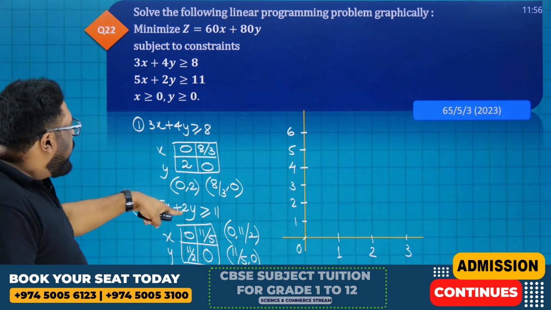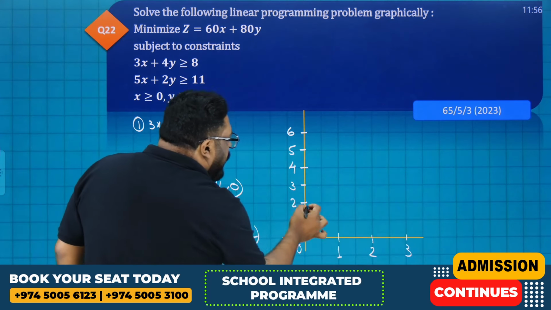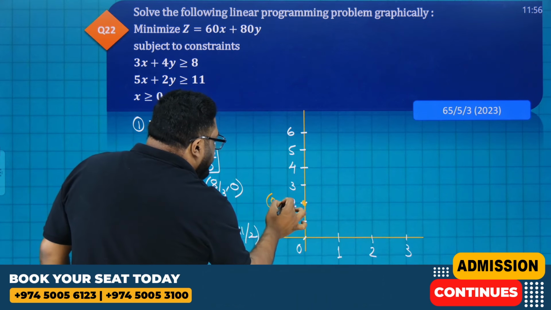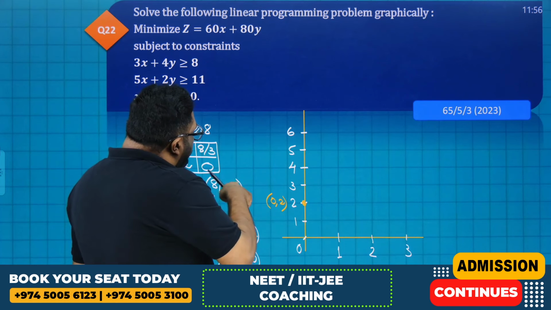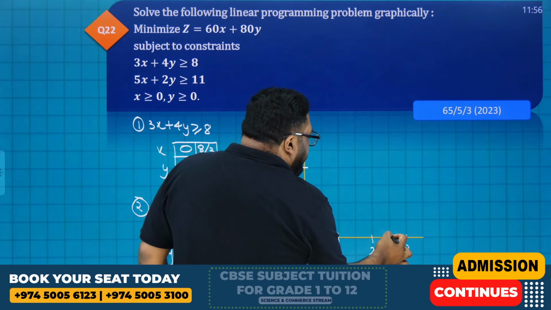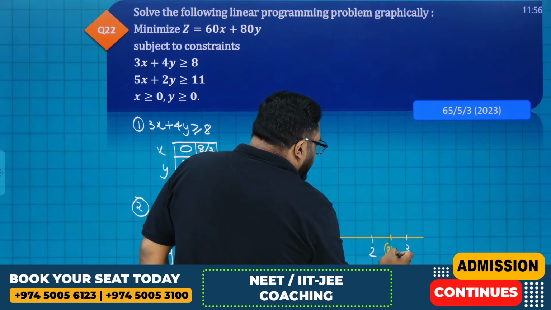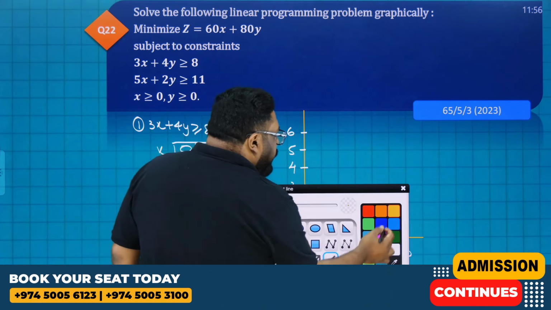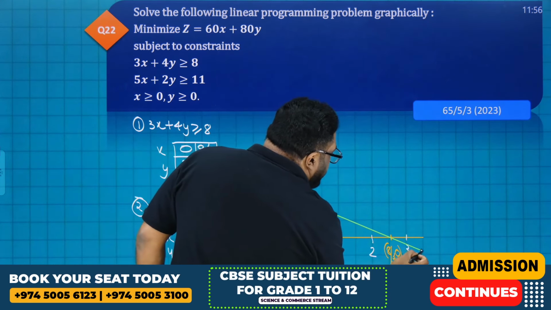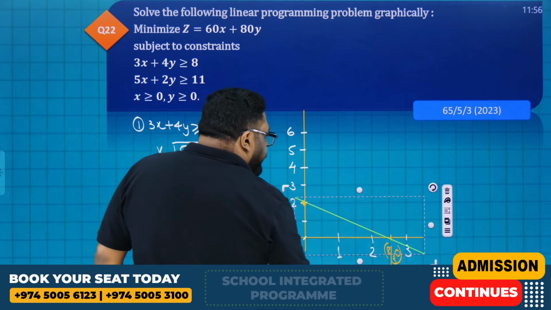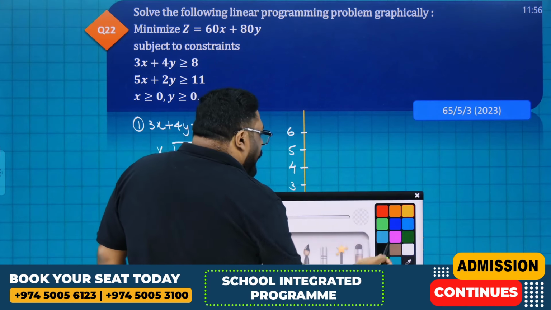So the first coordinates are (0, 2) and (8/3, 0). (0, 2) is a point on the y-axis, and 8 by 3, which is 2 point something, is somewhere over here. So (8/3, 0). I got the first line. The first line is drawn from (0, 2) to (8/3, 0). I'll call this equation number 1.